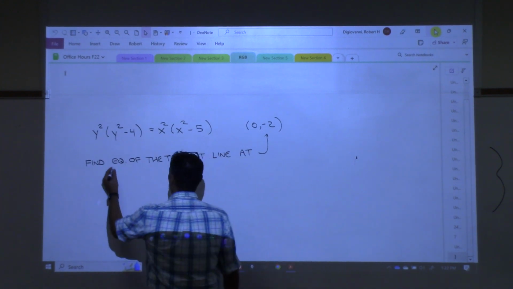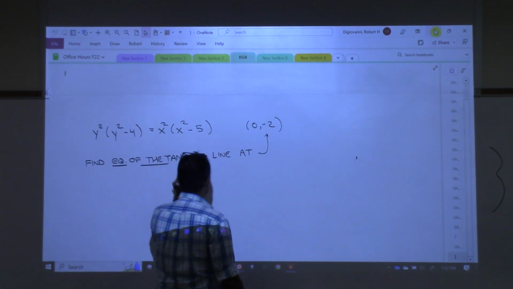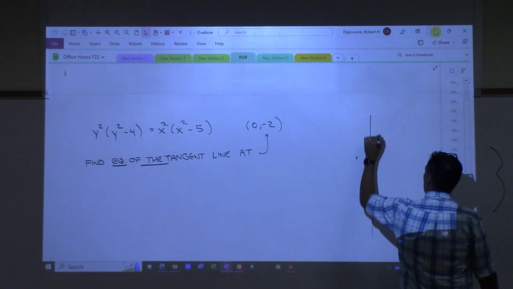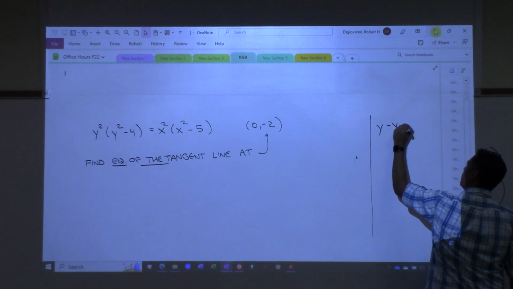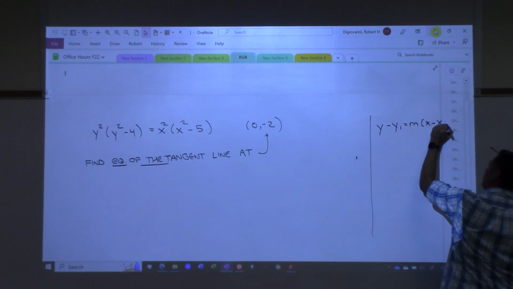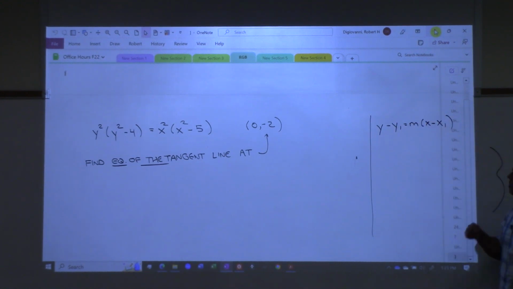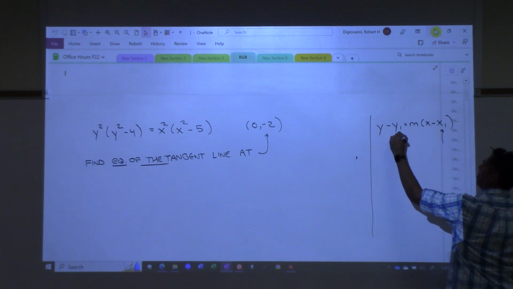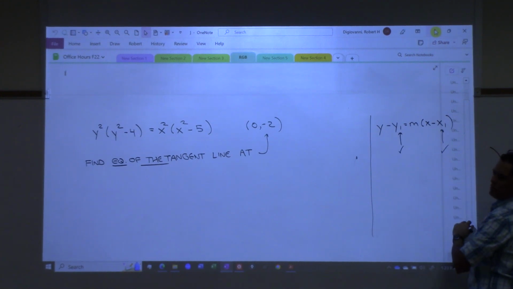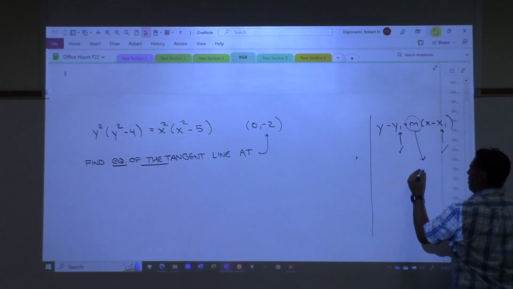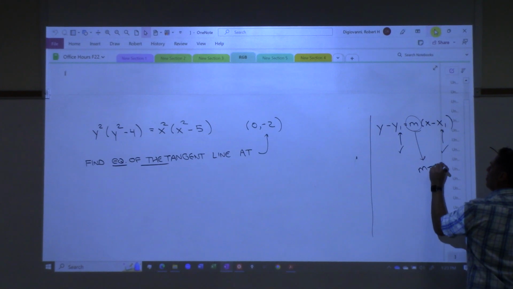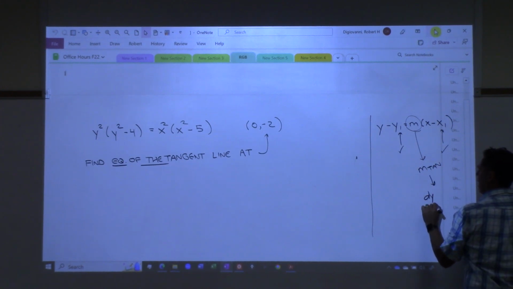So to find the equation of the tangent line, we know that eventually we're going to need to get to y minus y1 equals m times x minus x1, this very important formula from college algebra. This gives us the equation of a line. All we need to know is a point. Do we know a point? We know the point, right? We know (0, -2). The only thing we need is the slope, but here we're talking about the slope of the tangent line, which for us is dy/dx.